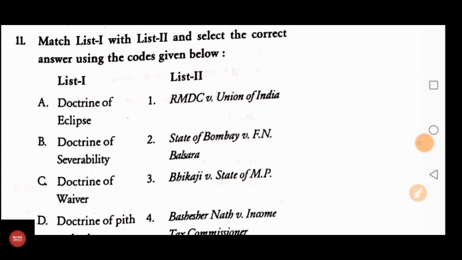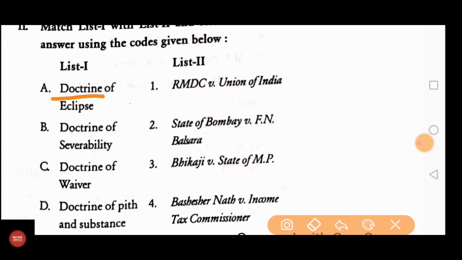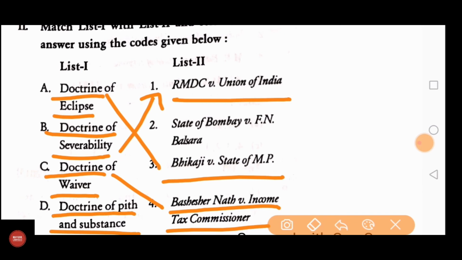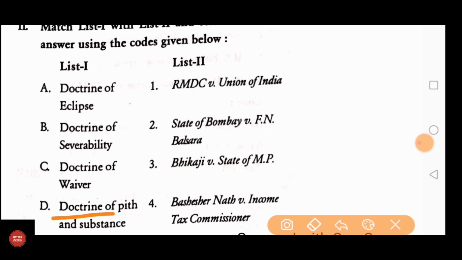Question number 11. Match list 1 with list 2 and select the correct answers using the codes given below. Doctrine of eclipse is Bhikaji vs. State of MP. Doctrine of severability, RMD Chamarbaugwalla vs. Union of India. Doctrine of waiver is Basheshar Nath vs. Income Tax Commissioner. And doctrine of pith and substance is State of Bombay vs. FN Balsara. That is option 2.